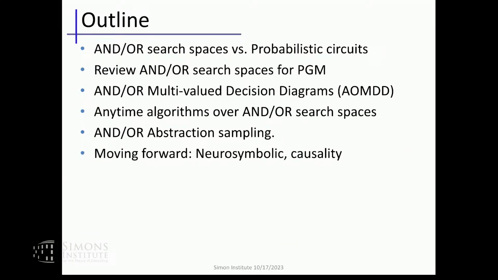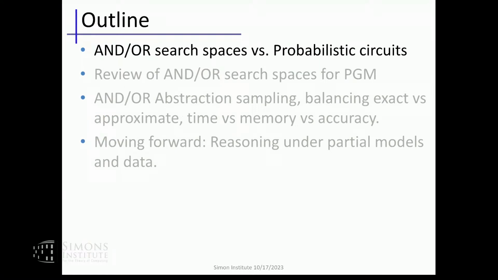So this is my plan. I will start by commenting on the relationships between AND/OR search spaces and arithmetic circuits, give a small overview of AND/OR search spaces, and touch on compilation, AND/OR multi-valued decision diagrams, and how, rather than doing compilation, we are using this as the basis of solving problems in a timely fashion, approximately rather than exactly. And then if we have time, I will talk about our recent work on abstraction sampling and the rest of the work. So let me start.